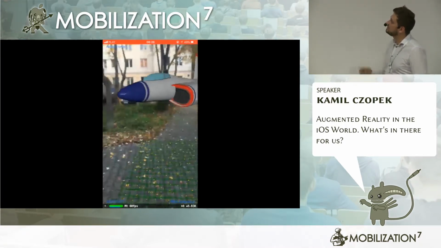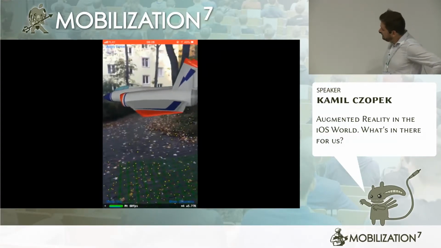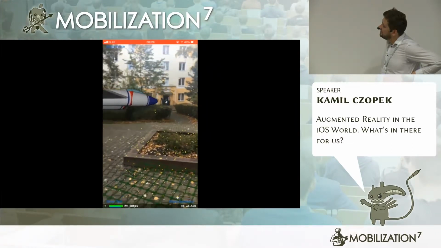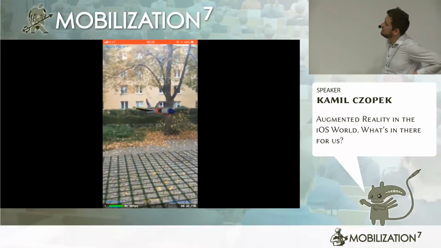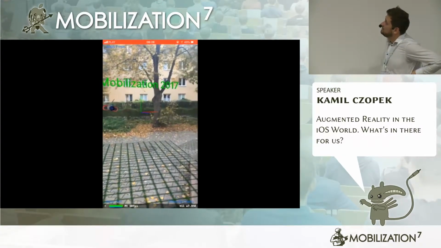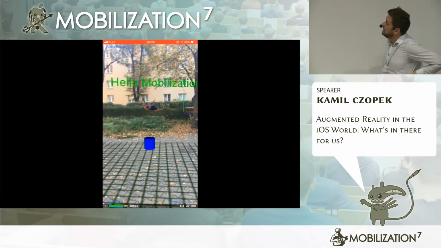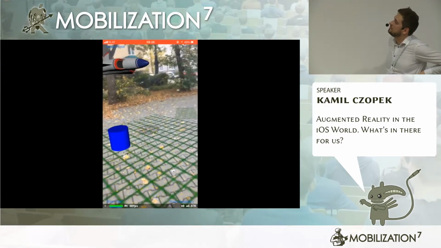the planes being detected, covered with some node, and we can tap the three buttons. One of them is going to display this hello mobilization text. It's the left bottom corner. Hello mobilization, yeah. The other button is going to display the cylinder. And the light is already enabled, otherwise it would look a bit different.